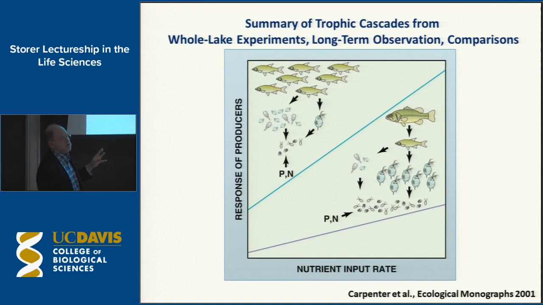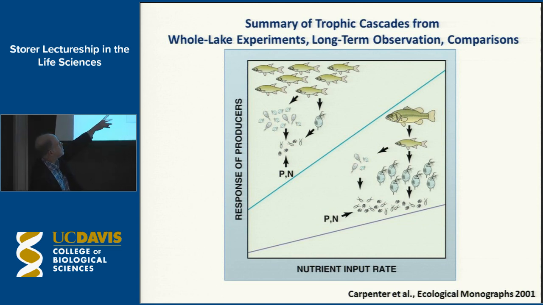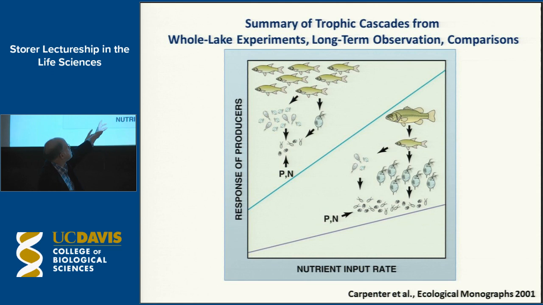So as a result of all of these studies, it seems like the response of primary producers to nutrient input rate in a stylized diagram looks like this. If there is a four trophic level system with a top piscivore like largemouth bass, you get a muted response to nutrient enrichment. If you have a three trophic level system with no piscivore and planktivore dominance, you get a steeper response of plant biomass to nutrient enrichment in lakes.